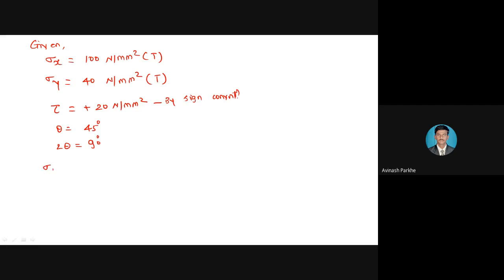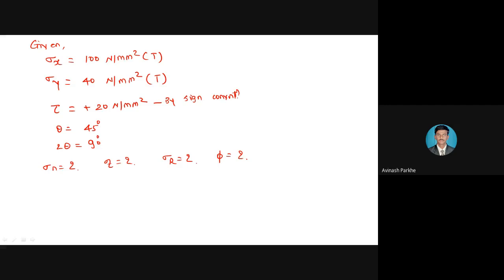And we have to calculate normal stress. We have to not calculate, but then also we will calculate. Then sigma t, tangential stress, sigma r, resultant stress, and phi, angle of obliquity, we have to calculate. So these are our unknown parameters. Now, first of all, we have to draw the Mohr circle for this particular case number 3.